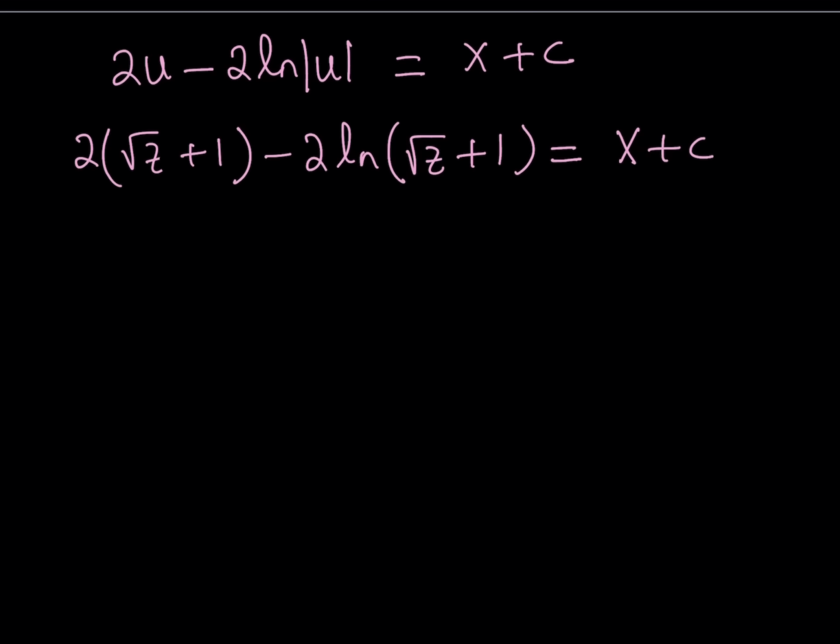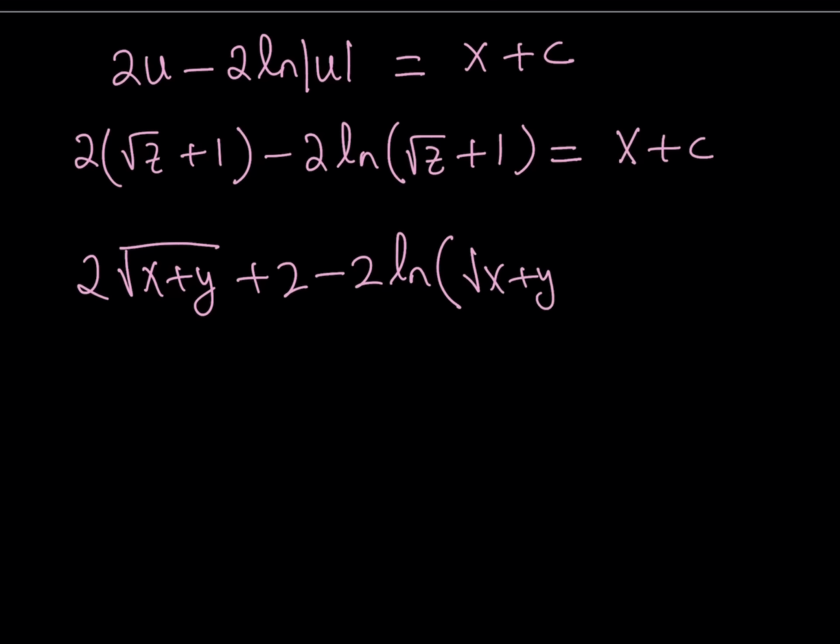Let's go ahead and do it. Replace z with x plus y. That's going to give you the following. I guess I could distribute this, right? 2 times the square root of z, which is going to give you 2 times the square root of x plus y, plus 2 minus 2 times ln of the square root of x plus y plus 1. And the whole thing is equal to x plus c.